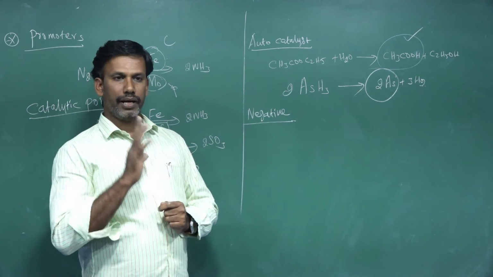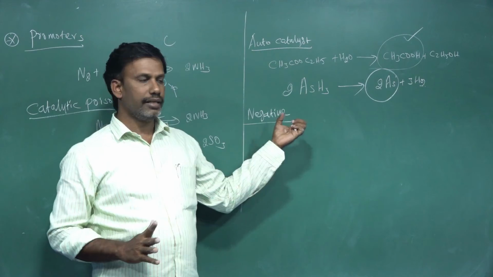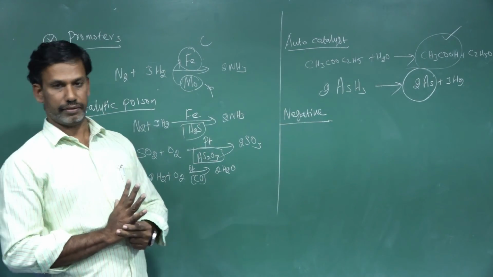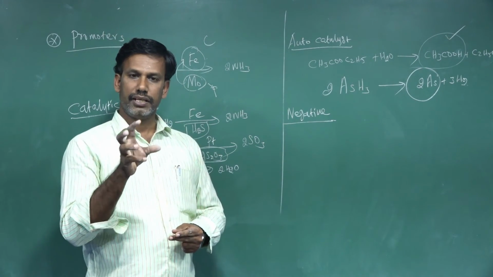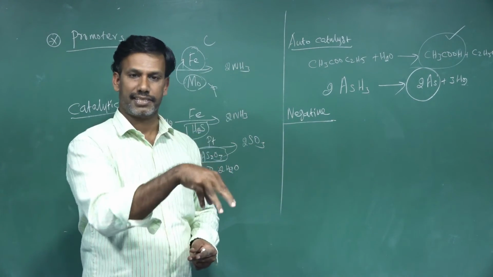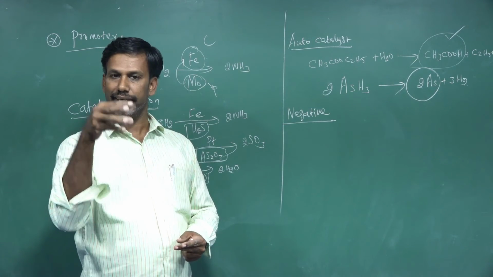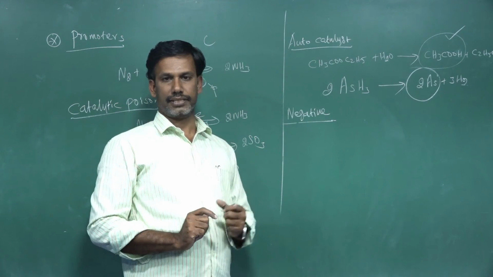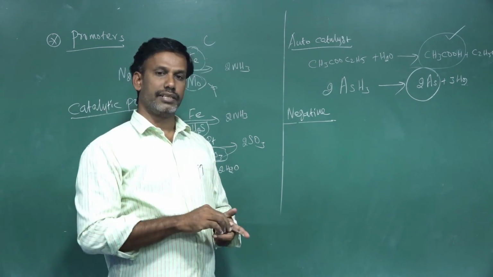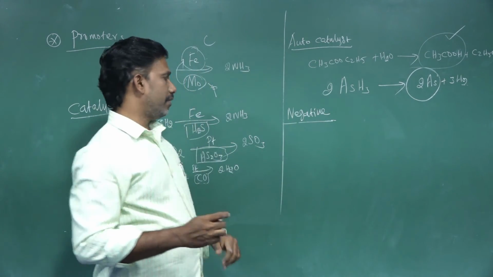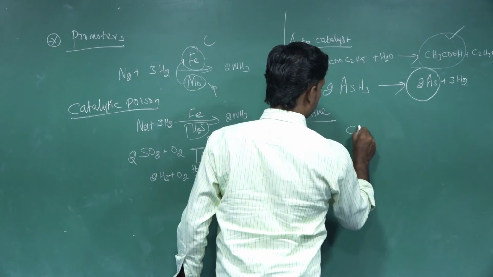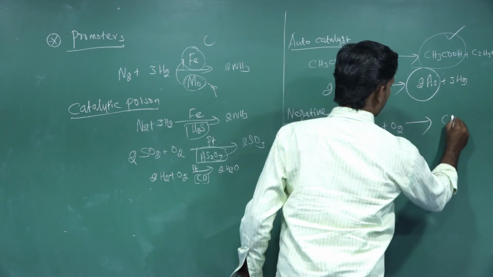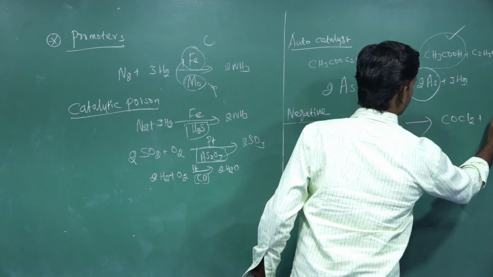Okay. So you may have some confusion between the negative catalyst and a catalytic poison. Negative catalyst and catalytic poison are very, very different. See, a catalytic poison decreases the activity of the catalyst, not the reaction. Whereas a negative catalyst retards the rate of the reaction; it is directly involved with the rate of the reaction. For example, the chloroform, carbonyl chloride plus water.